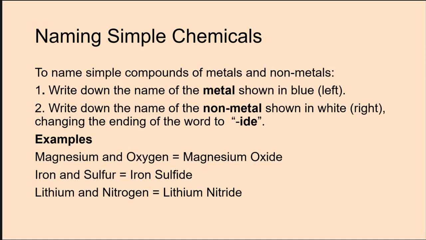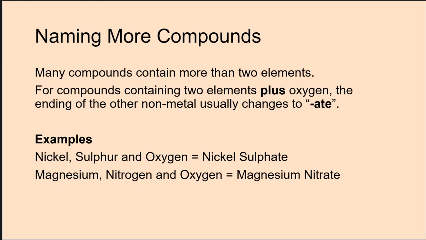We need to know how to name simple chemicals, and those are ones that contain a metal and a non-metal, so one from the blue side and one from the white side, and this goes through some examples of how to name them. So if we have magnesium and oxygen, we call it magnesium oxide. We can also name more complicated compounds. So if they contain 2 elements and oxygen, the non-metal usually changes to have the word ate at the end. So if we have nickel, sulfur and oxygen, it becomes nickel sulfate.